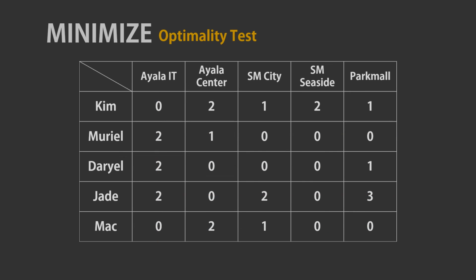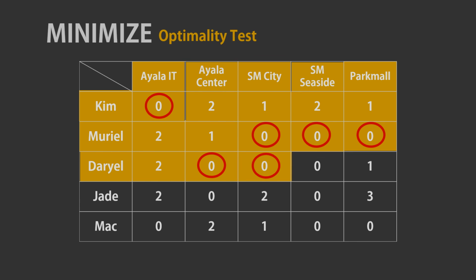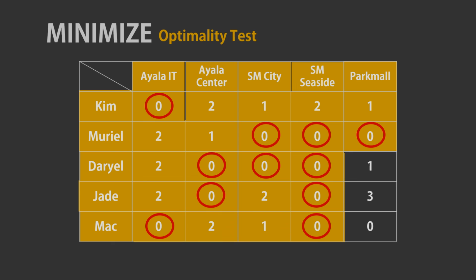The assignment can be determined by the zero opportunity cost, or the zero value, and the row and column that zero value is in. Encircled here are the possible assignments. Write down your answer and compute for the total rating. After a few seconds, check if we have the same answer.